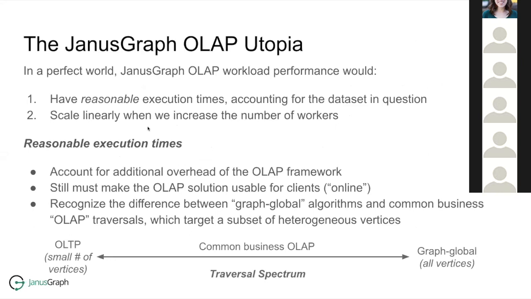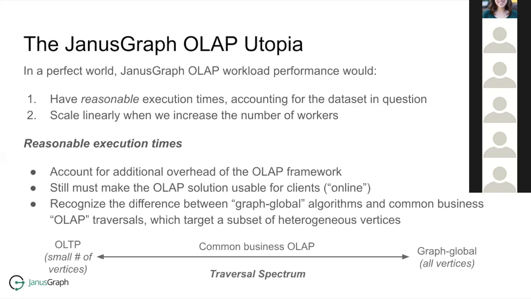Perfect. And so in a perfect world, what would we be wanting if we had everything we could possibly hope for when it came to JanusGraph OLAP? And honestly, I think it comes down to basically two things. One is that we can have reasonable execution times, where we account for the data set in question. And the second is that we can scale that execution pretty linearly as we increase the number of workers. So once we have a setup that we like, in theory, we'd like to just be able to throw more compute at it and have it go faster.